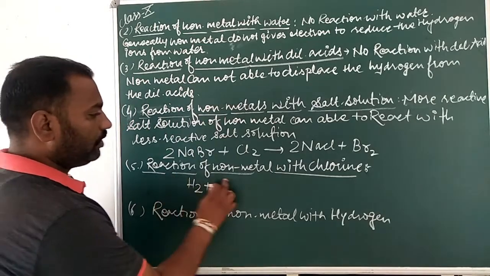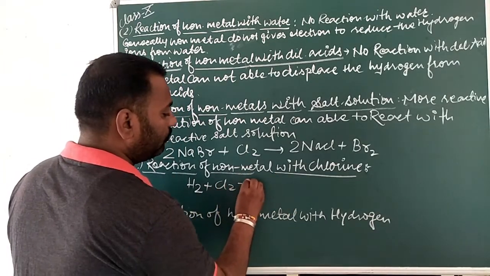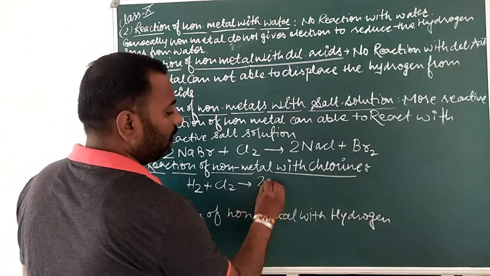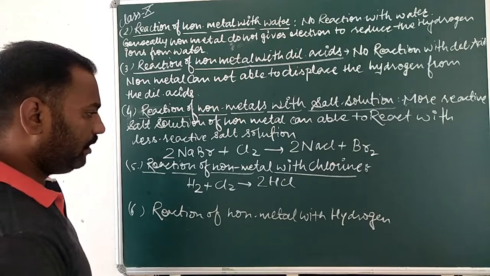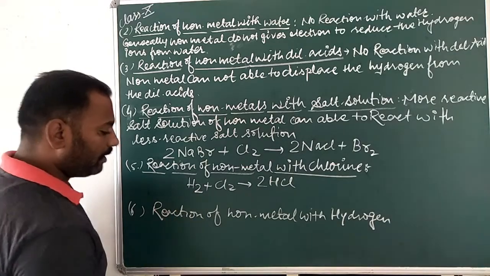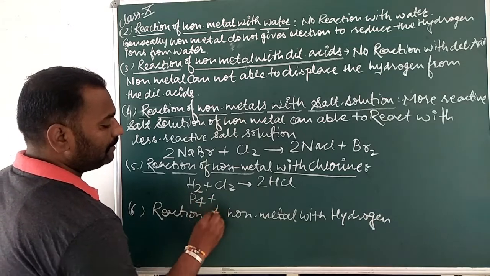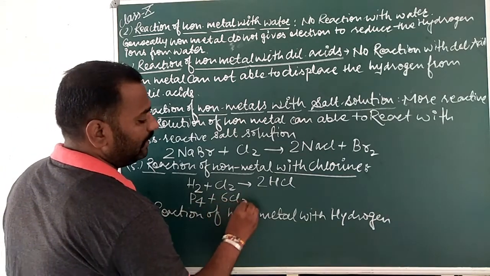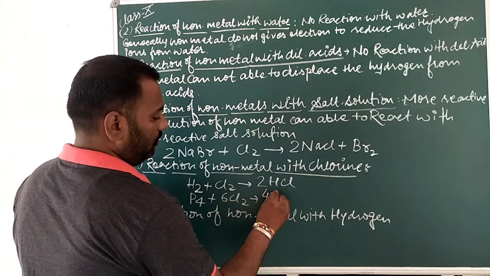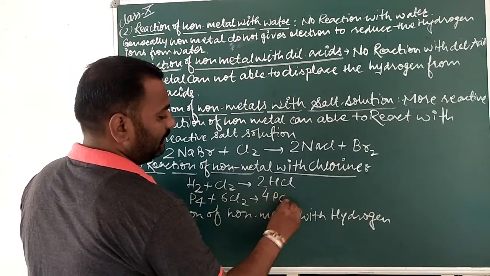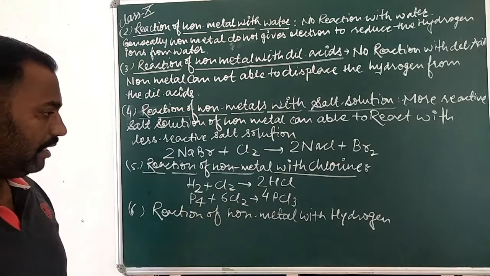So then, reaction of non-metal with chlorine: H2 plus Cl2 forms 2HCl. I think you have already seen this reaction, and one more example is here, that is P4 plus 6Cl2 gives 4PCl3. Okay, I'll explain here.